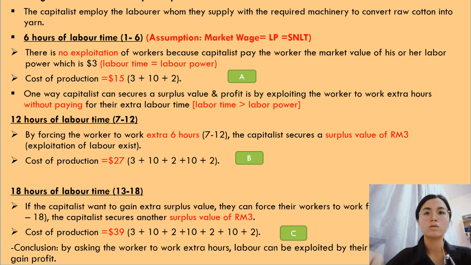The total cost of production is RM27. If the capitalists want to gain extra surplus value, they can force their workers to work for another 6 hours, which is 18 hours. The capitalist secures another surplus value of RM3. So, the total cost of production is RM39. In conclusion, by asking the workers to work extra hours, labor can be exploited by their employer to gain profit.